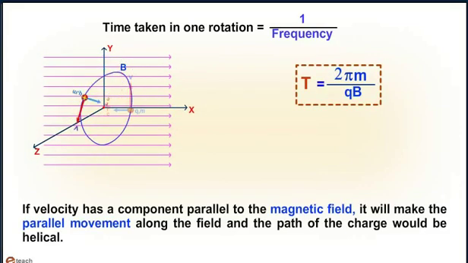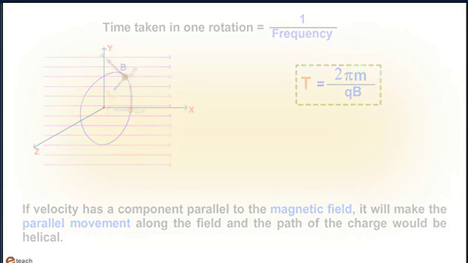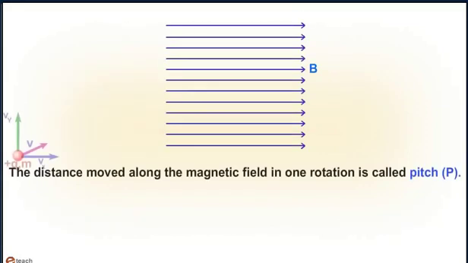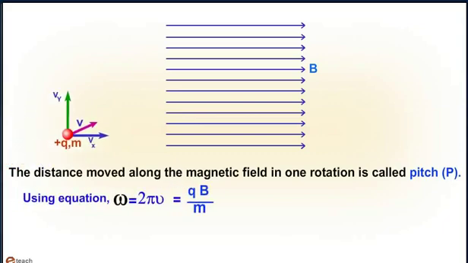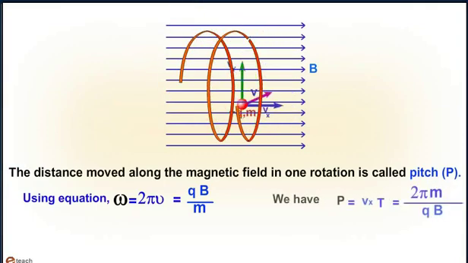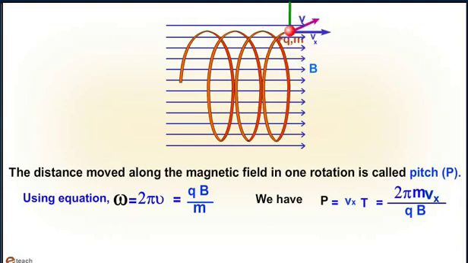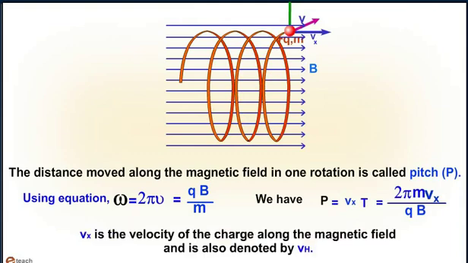If the velocity has a component parallel to the magnetic field, it will cause parallel movement along the field and the path of the charge would be helical. The distance moved along the magnetic field in one rotation is called pitch, P. Using the equation omega equals 2 pi nu equals qB by m, we have P equals Vx into T equals 2 pi m Vx upon qB, where Vx is the velocity component of the charge along the magnetic field and it is denoted by Vh.